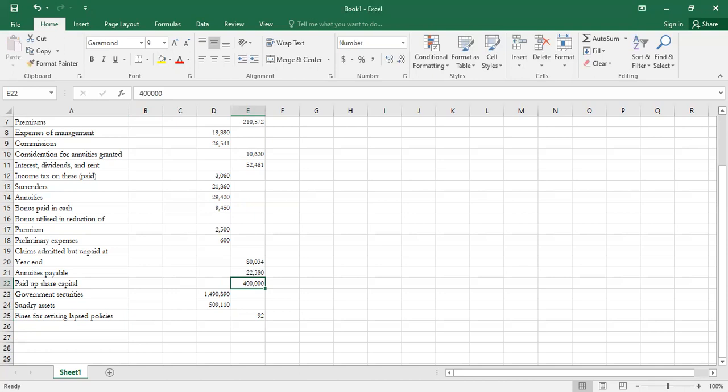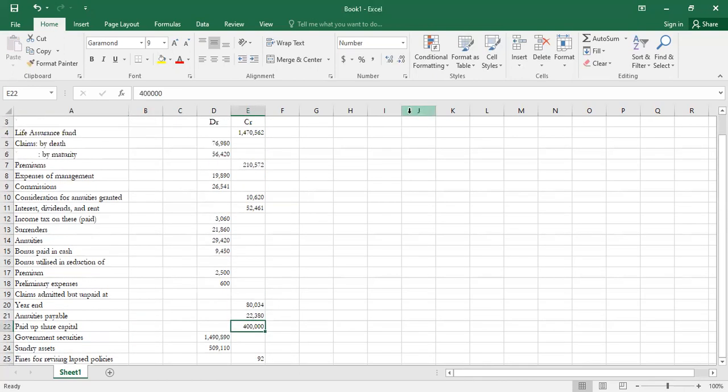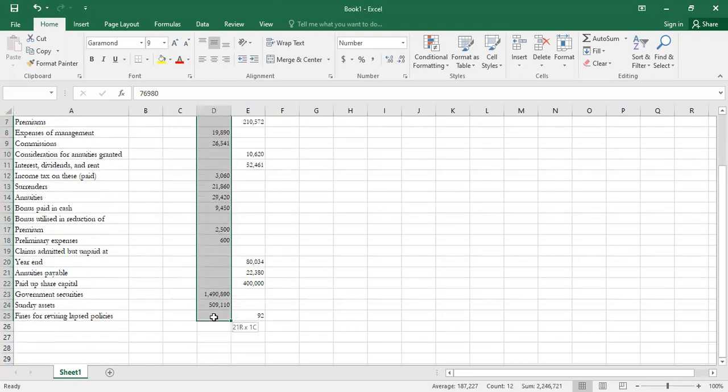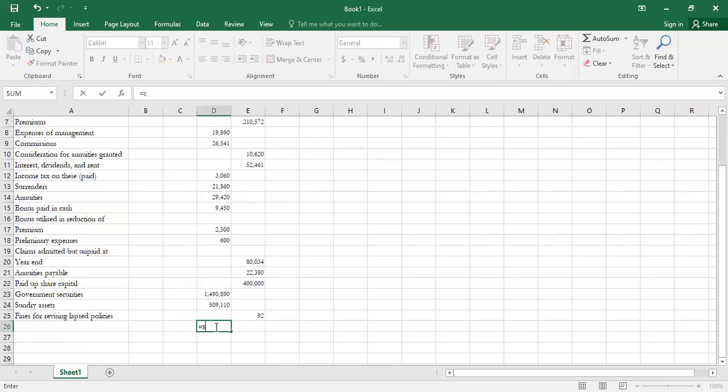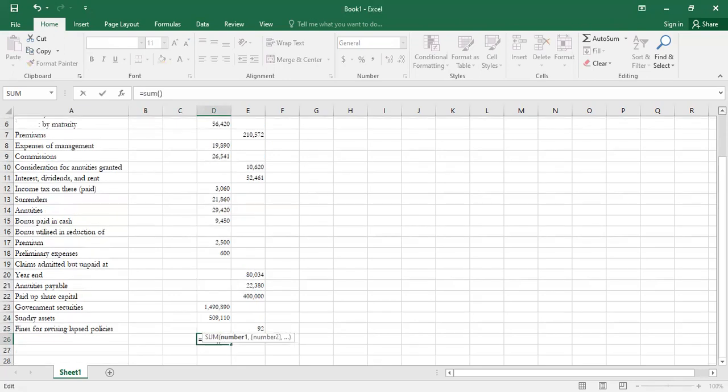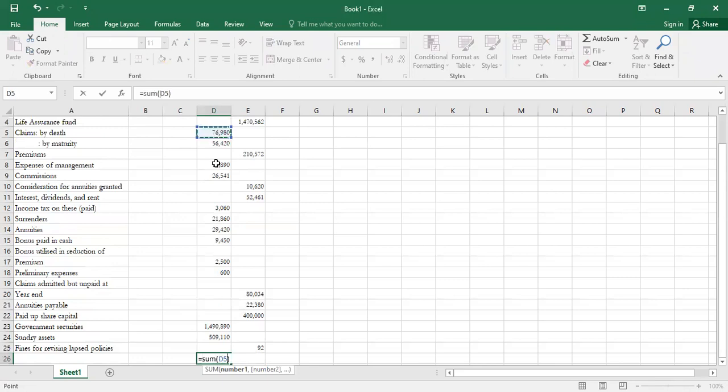You're supposed to check whether our trial balance will balance. Can add all this. I'm getting 2246. I put a formula equals to the sum of these items from here all the way to here.